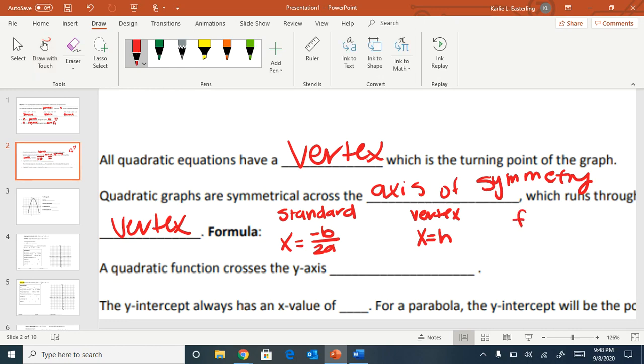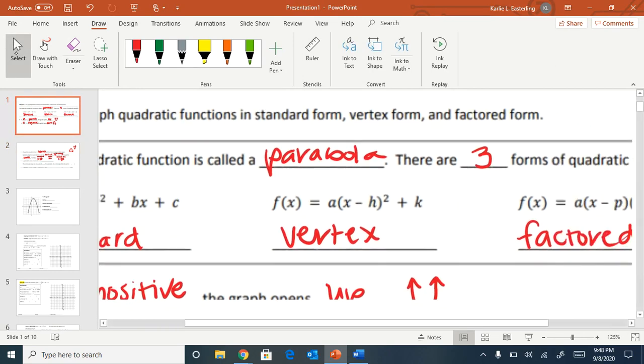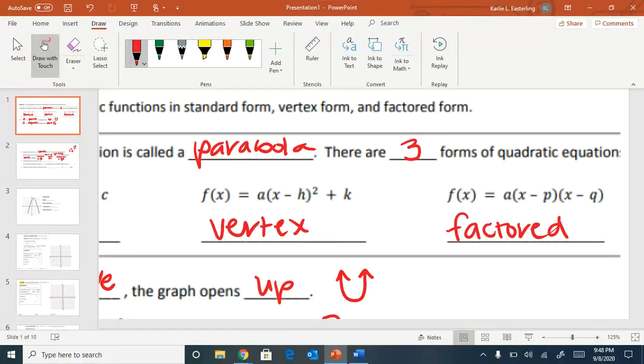And then in our factored form, we're looking at x equals p plus q divided by 2. So that p is right here, and that q is right there. And take note in that form that it's x minus p and x minus q, and we're just wanting p and q. So remember, if it's a positive, our p would then be negative. And if it's minus p, our p would be positive.